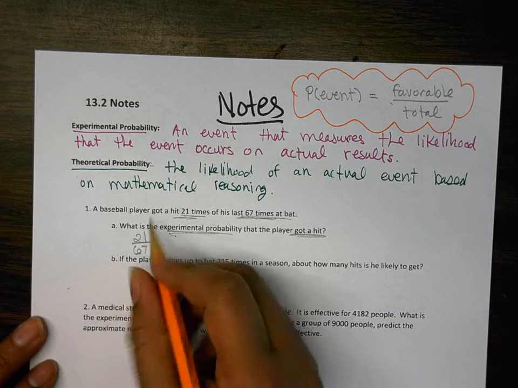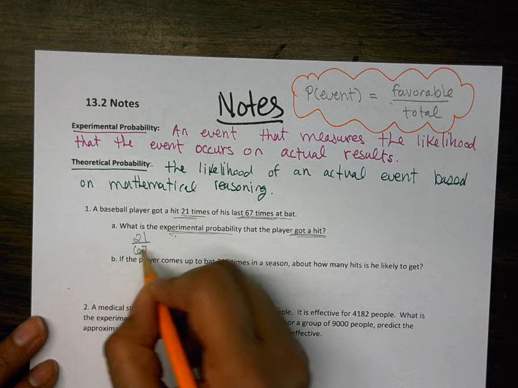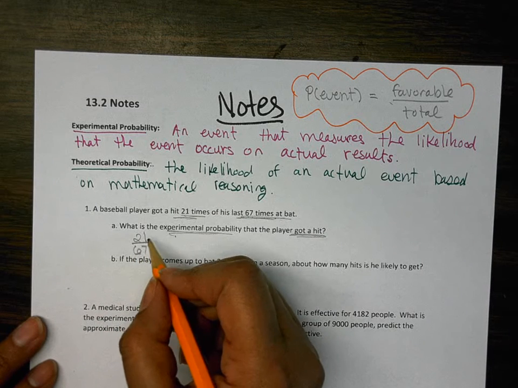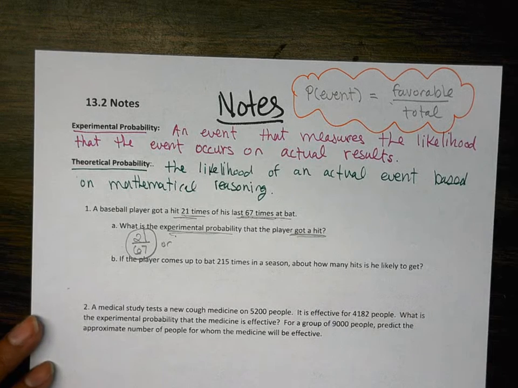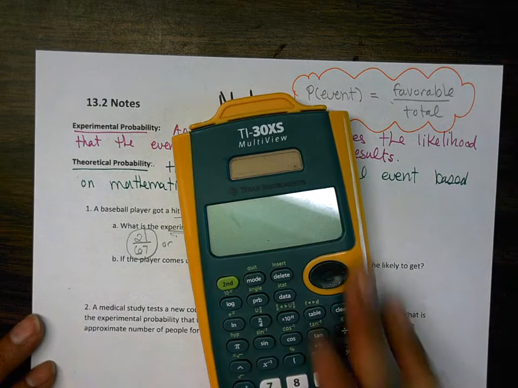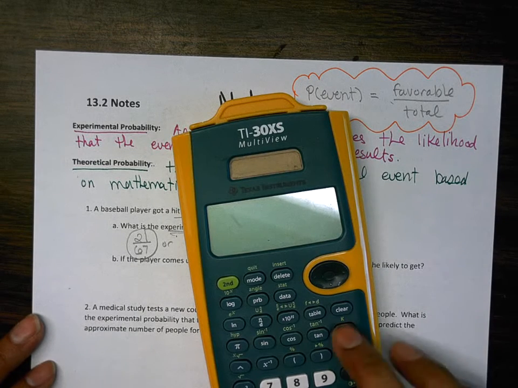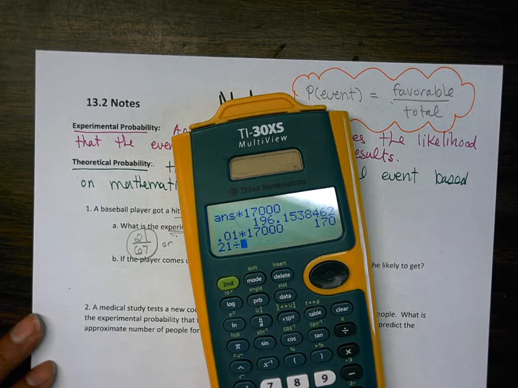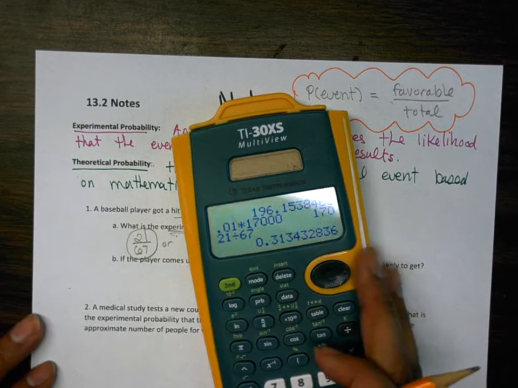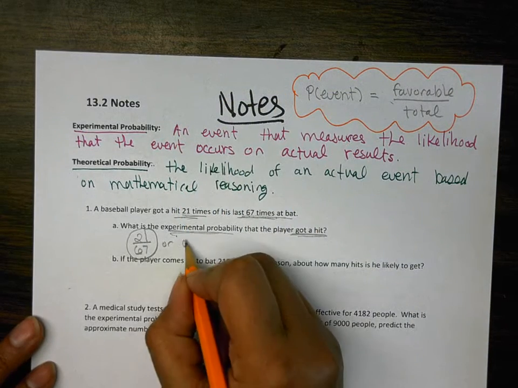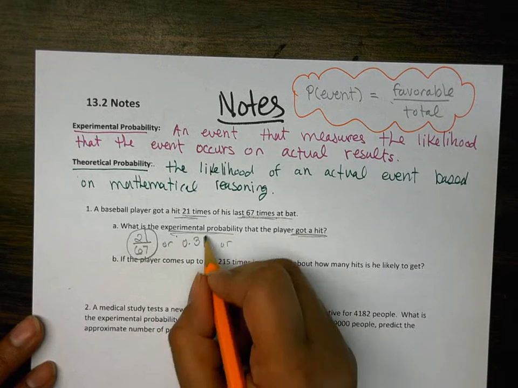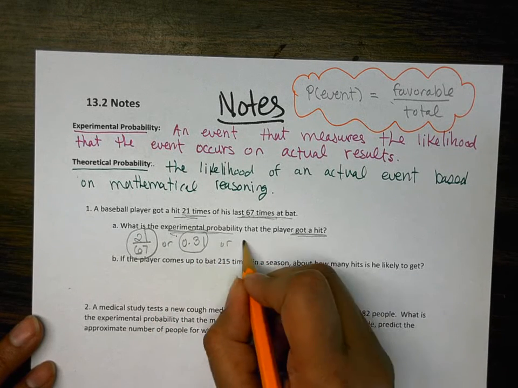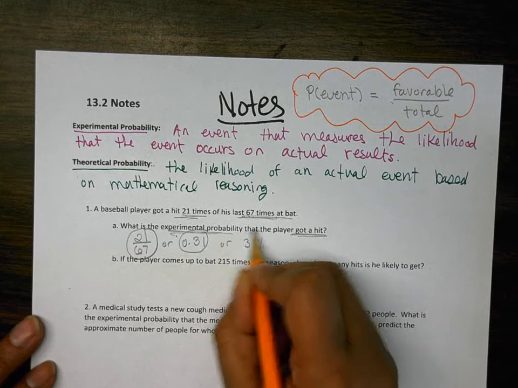67. You have choices. Leave it as a fraction as long as you reduce. Does 21 over 67 reduce? No. Okay. Or change it to a decimal. Let's do 2 decimal places. Can you guys plug in your calculator? 21 divided by 67. 0 point what? 31. Or a percent. What's 0.31 as a percent? 31%.